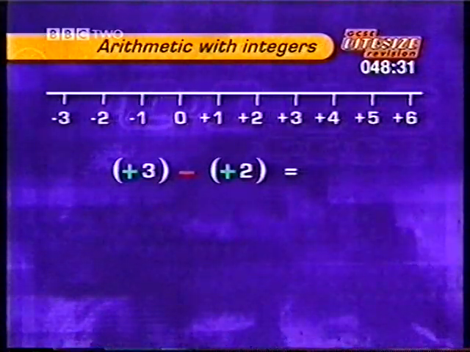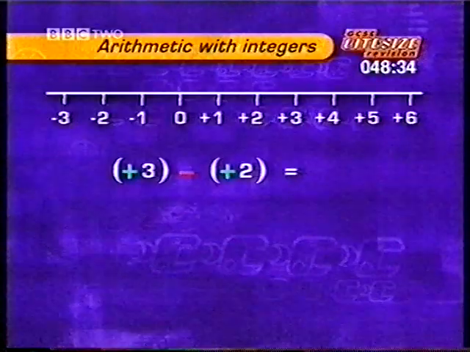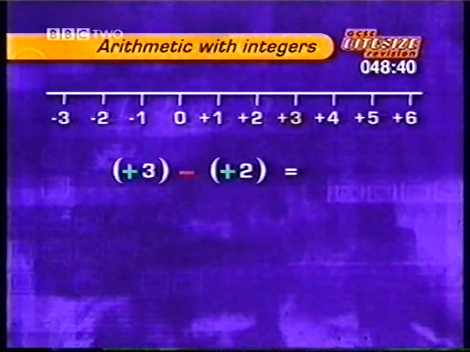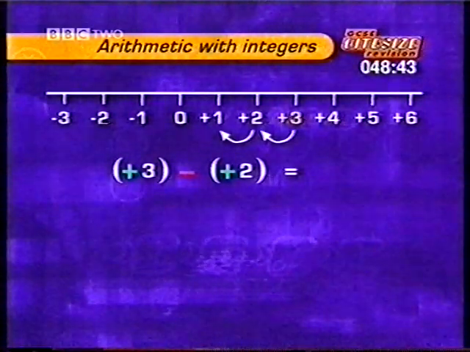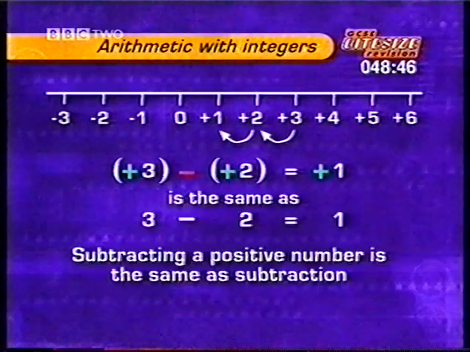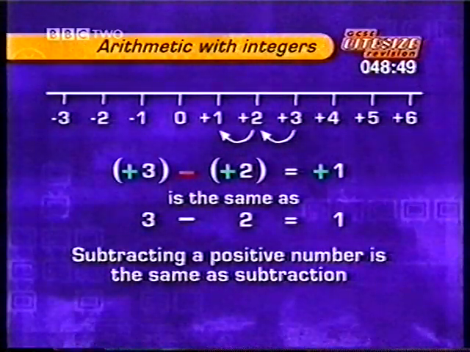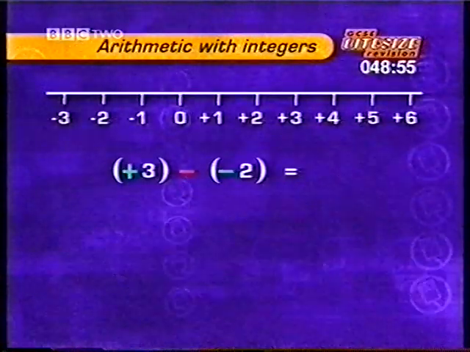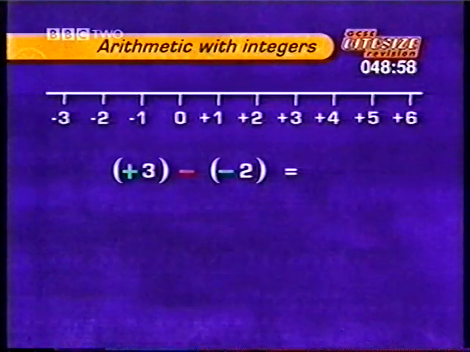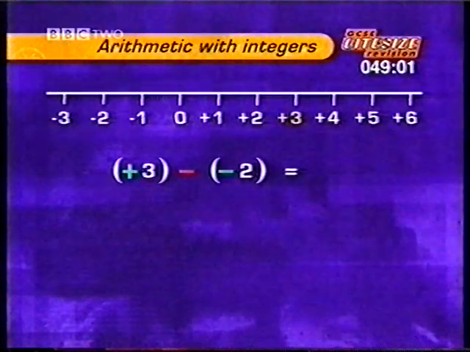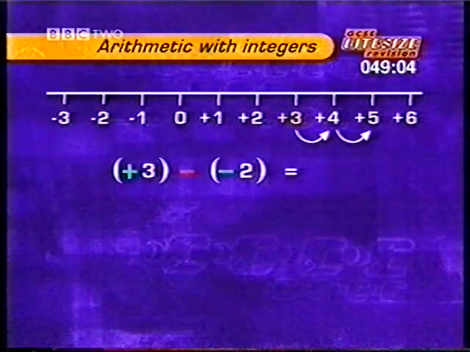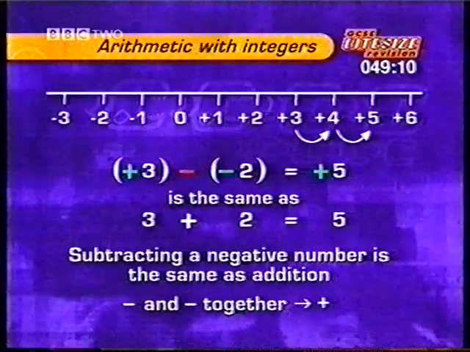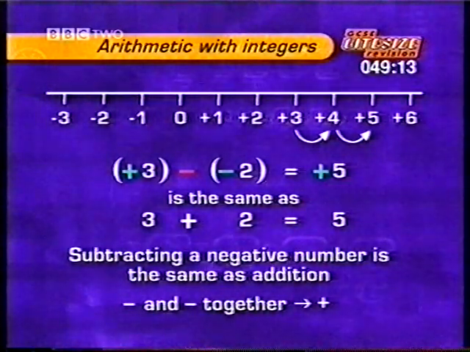Let's look at when the operation is subtraction. We have positive 3 subtract positive 2. On the number line, starting at positive 3 and counting back for subtraction, by positive 2 gets us to positive 1. So subtracting a positive number is just the same as subtraction. A minus and a plus together act like a minus. Here we have positive 3 subtract negative 2. On the number line, starting at positive 3 and counting back for subtraction by negative 2 gets us to positive 5. So subtracting a negative number is the same as addition. A minus and a minus together act like a plus.